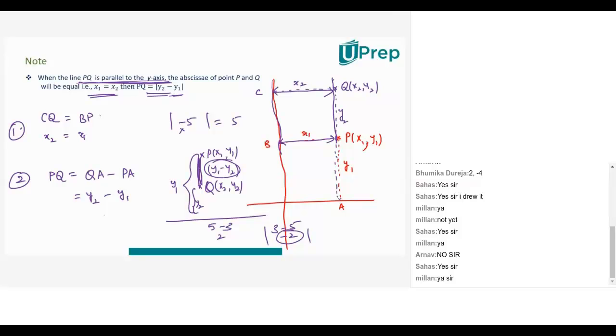Sir, I got disconnected because of my network. Can you please just repeat in brief? Yeah. Is this y1 minus y2 clear? This y2 minus y1, is this idea clear? No, sir. This QA minus PA. Yeah, that's clear. Now, the only thing you are not clear about is why this modulus sign. I mean, what does this do, right?